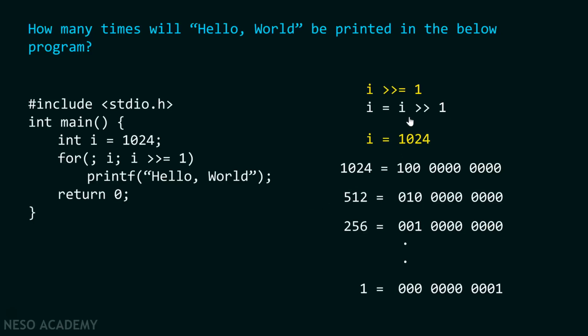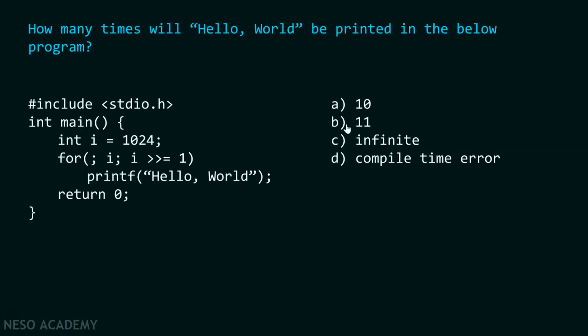When we again apply this step, that is I >>= 1, then 1 becomes 0 after that, right? When it is 0, then we check the condition. As 0 means false, therefore we come out of this loop and simply return 0. This means we come out of this loop and we had successfully printed hello world 11 times. Now we already know the answer. It is option B, 11.